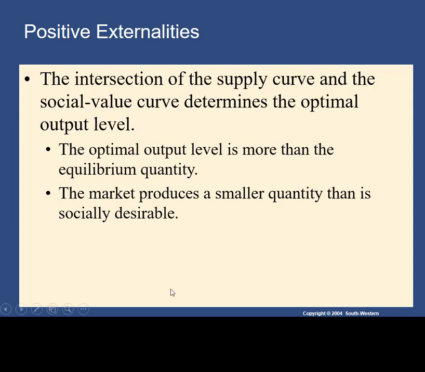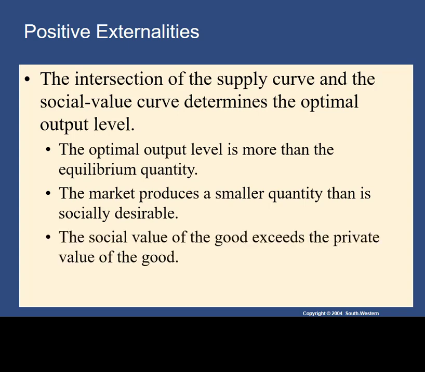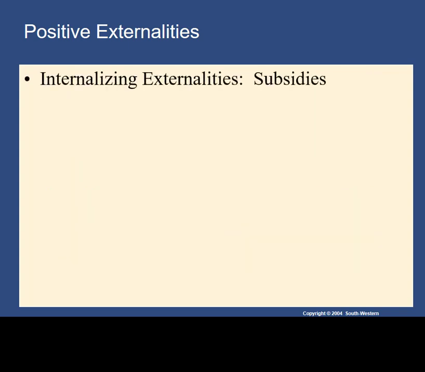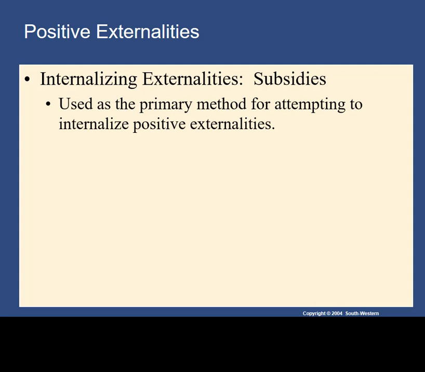So the market underproduces these goods that are good for society in general because it doesn't take into consideration the benefits on third parties. So the social value of the good exceeds the private value of the good. And the opposite of a tax, which is when the government takes money from you, is a subsidy, when they give you money. It's used as the primary method for attempting to internalize positive externalities. So you subsidize the beneficial product. In this case, beneficial education, right?